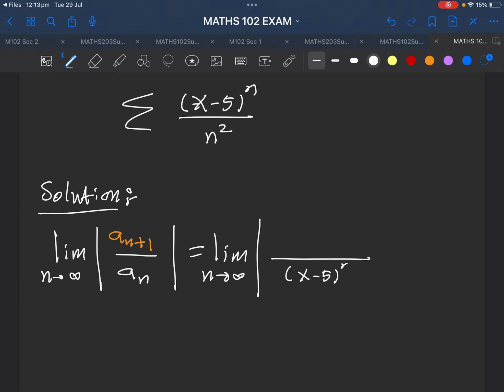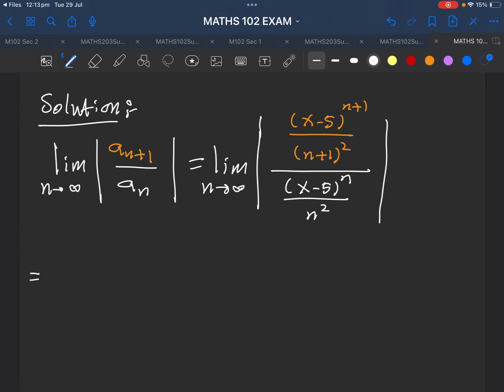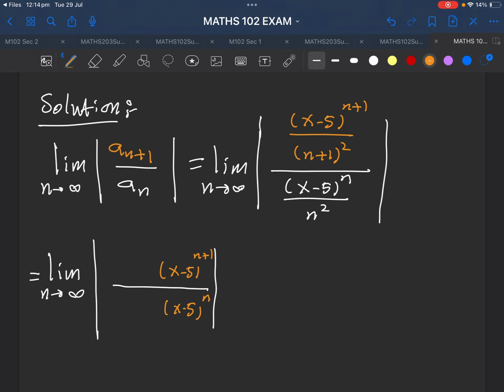So I'm using (x minus 5) to the power of n divided by n squared. Now the same thing, you write it in the top, but instead of n, you write n plus 1. So you get (n plus 1) squared. And now it's the good news: we have a stack of 4. How do we deal with a stack of 4? It means (x minus 5) to the power of n plus 1 over (x minus 5) to the power of n.